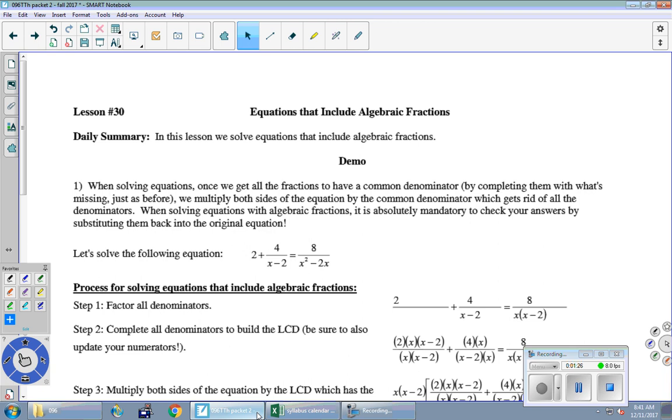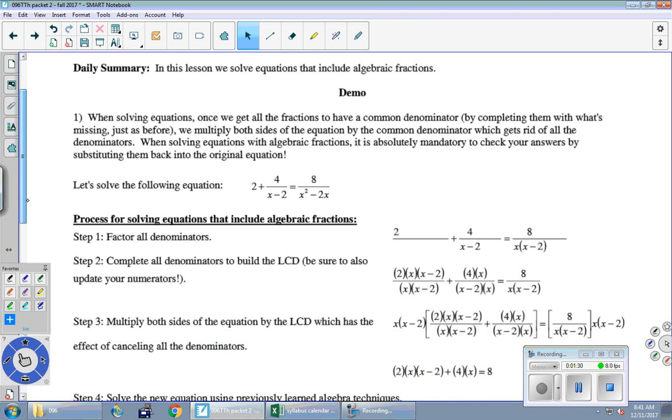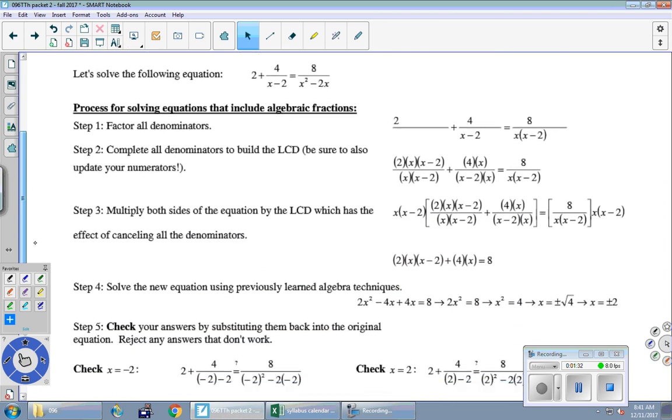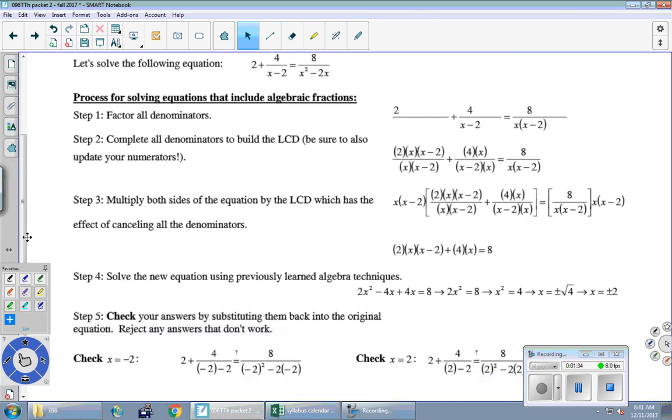All right, so let's take a look at the very last lesson, page 215. In this lesson, we solve equations that include algebraic fractions. All right, so let's just jump in to the problem, and I'll explain what we're doing here. So here's the equation we're going to solve. 2 plus 4 over x minus 2 equals 8 over x squared minus 2x. Looking for a value of x that makes that equation true.